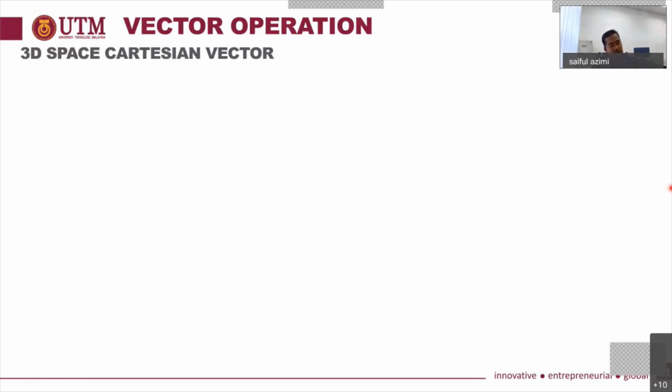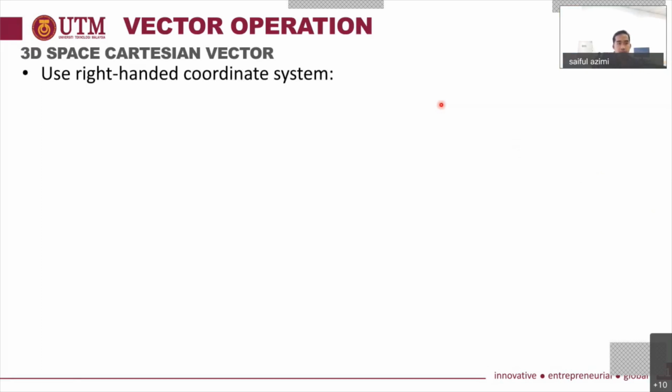All right, so next we will learn about 3D space Cartesian vector. Previously, we already learned about 2D space Cartesian vector, which has only two elements, the x and y axes. X is represented by the i element, and the y axis is represented by the j element. So that is the 2D Cartesian vector. But this time, we will learn about 3D space Cartesian vector. So what are the differences?